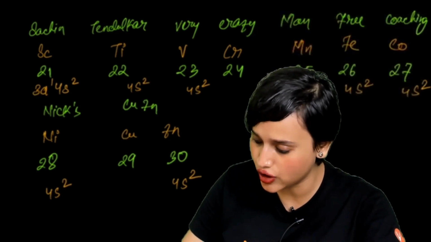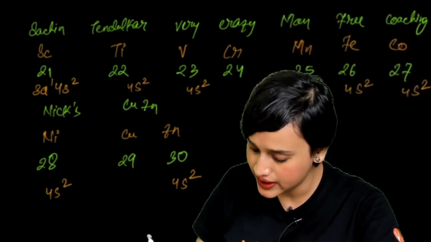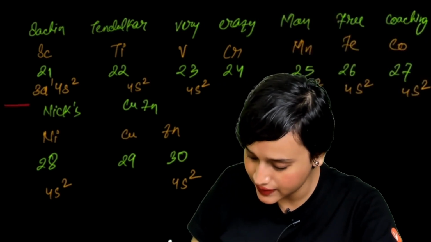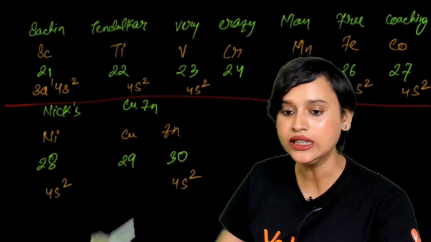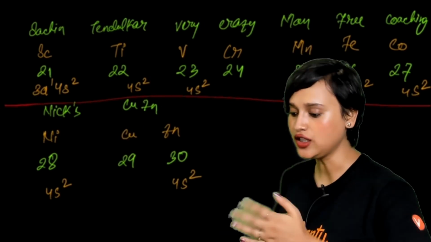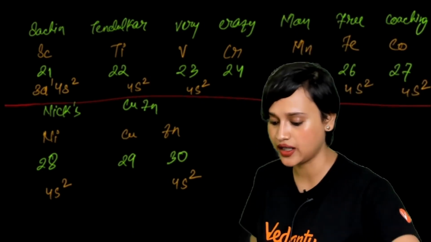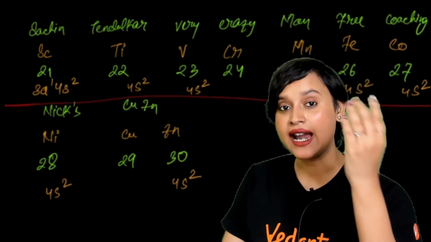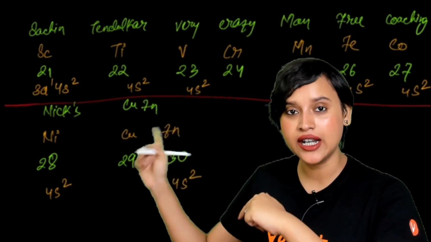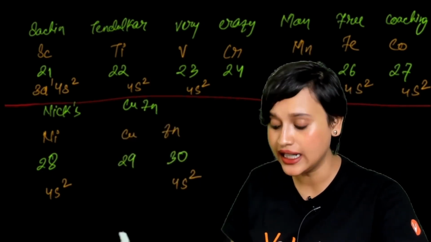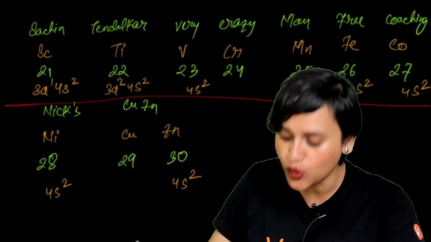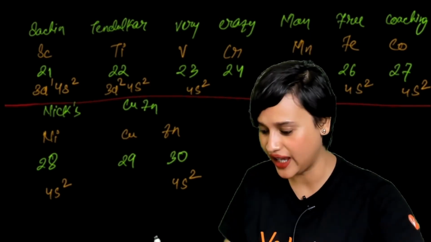I'm also going to draw a line here so that you understand where is the difference. Okay, this is where I have drawn a line. So these are the two different rows of elements that we're talking about. So scandium, that is Sachin. Sachin is what? 3d1, 4s2. Tendulkar, titanium. Titanium is what? 3d2, 4s2. You got my point. Yes, you got the hang, everybody.